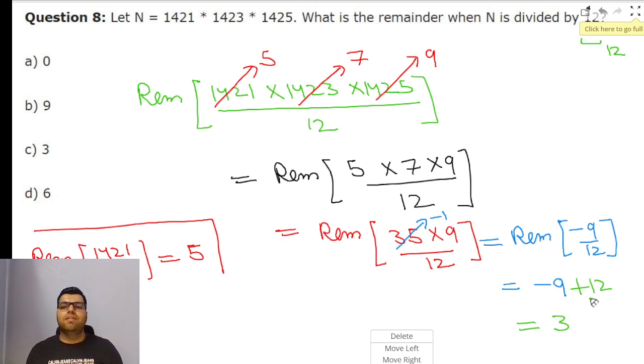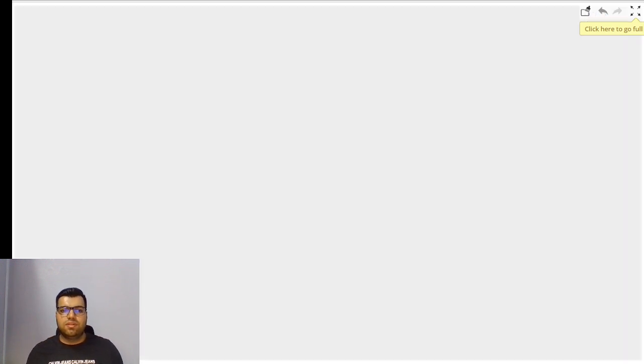Even if we don't know that, we can simply add 12. I simply added 12 and minus 9 plus 12 gave me 3. So the answer is 3. Very simple question.